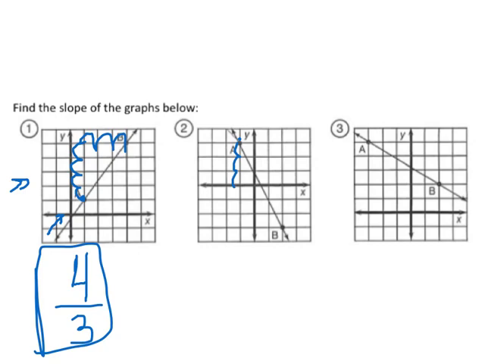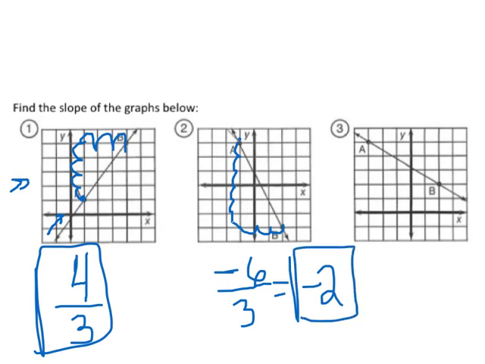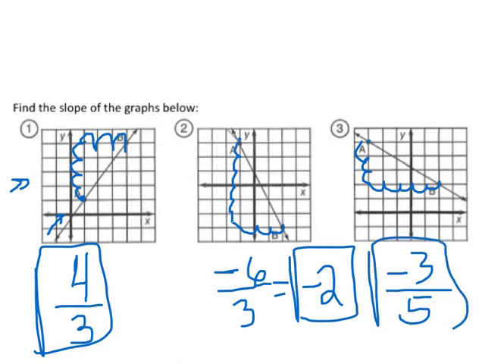Our rise will be 1, 2, 3, 4, 5, 6. So rise of -6 with a run of 1, 2, 3. You can simplify this to be what? -2. And last one, starting with point A, find your rise over your run. Your rise is -1, 2, 3. You're going down, so it's negative, and your run is 1, 2, 3, 4, 5. So you get -3 over 5. Finish up the rest of the slope problems independently.